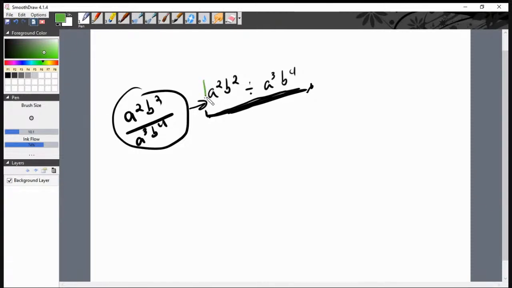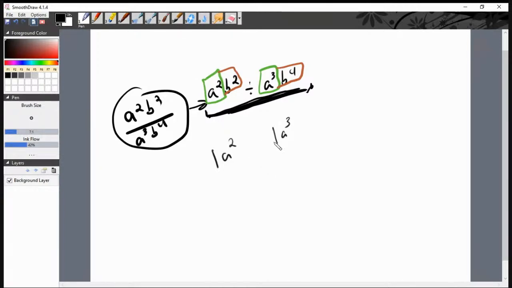is I want you to separate out your like terms. You have A2 and A3. And then you have B2 and B4. Okay? The reason you want to do that is because now you're going to deal with the exponents. Okay? 1 A2 and 1 A3. You're going to subtract these exponents, right? So what do you end up with?